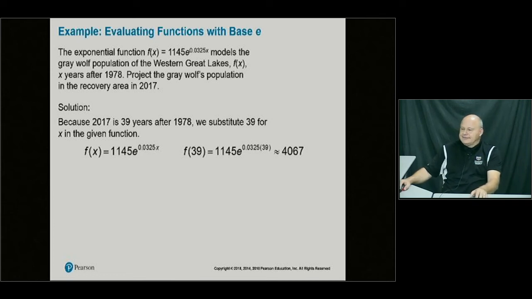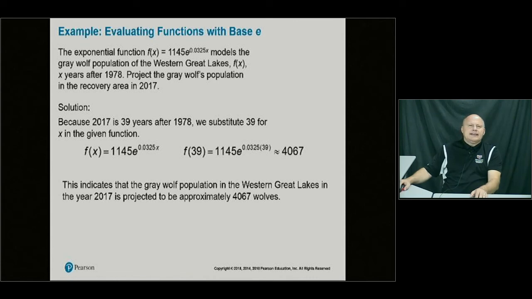But that's the idea. So this indicates that the gray wolf population in the Western Great Lakes in the year 2017 is projected, and that's the key word, projected, to be approximately 4,067 wolves. All righty.